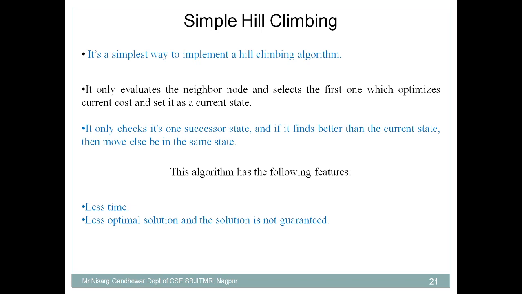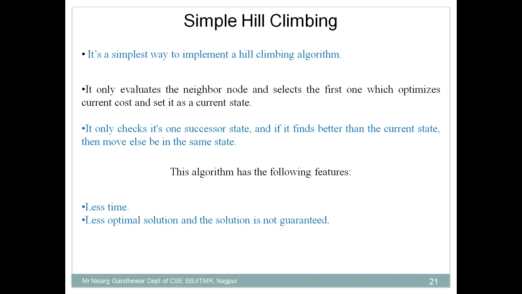So in case of the simple hill climbing algorithm, we can say that it has two features. It takes less time, it is less time consuming, and the second thing is that it is less optimal. It is not that optimal a search technique or algorithm, and in this case the solution is not guaranteed.